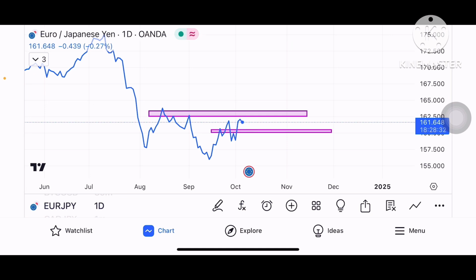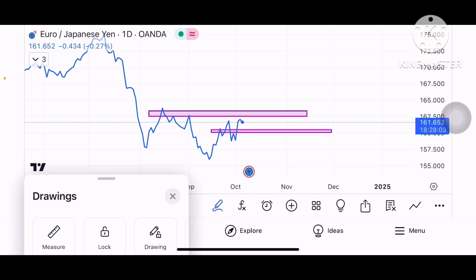So we expect a drop. Just analyze on the lower time frames with your stop loss above the resistance. You make sure you wait for the news to take place before you jump on the trade. Always watch out, wait for the news to take effect, then you see the direction before you jump in. So this is the expectation on Euro JPY.